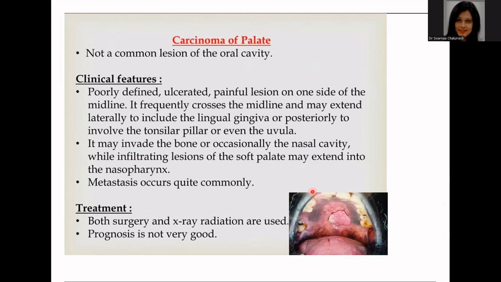The next region where we can see SCCs is the palate, but it's not a very common site. If we look at the clinical features, it is a poorly defined, ulcerated, painful lesion on one side of the midline, frequently crossing the midline and may extend laterally to include the lingual gingiva, or posteriorly to involve the tonsillar pillars or even the uvula. It may invade the bone or occasionally the nasal cavity, while an infiltrating lesion of the soft palate may extend into the nasopharynx. Metastases occur quite commonly in this region, and prognosis is again not very good in the palatal region. So we use a combination therapy of surgery and radiation.